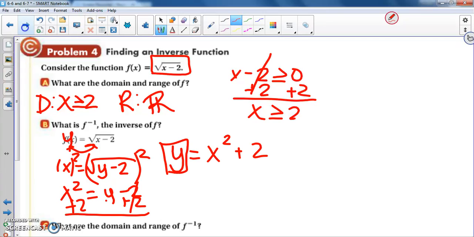Instead of y, we're going to write the inverse of f. So the inverse of f of x, written f to the negative 1 power of x, is equal to x squared plus 2.